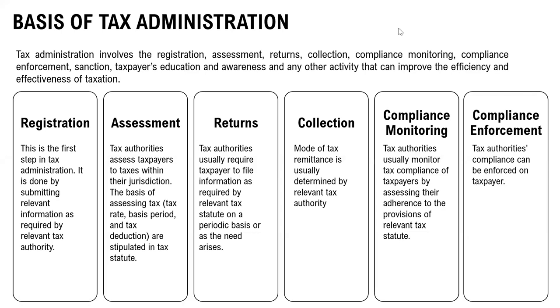Then we also have returns. So when you hear returns, this is actually the money you are paying to the government, right? Don't let somebody bamboozle you with a lot of English or some tax jargons, right? Returns is just the money, the taxes you are paying to the government. So tax authorities usually require taxpayers to file information as required by the relevant tax authority on a periodic basis as the need arises. And also we have collection, mode of tax remittance is usually determined by the relevant tax authority. So they'll tell you how they want you to pay your tax and how they want to collect this tax.